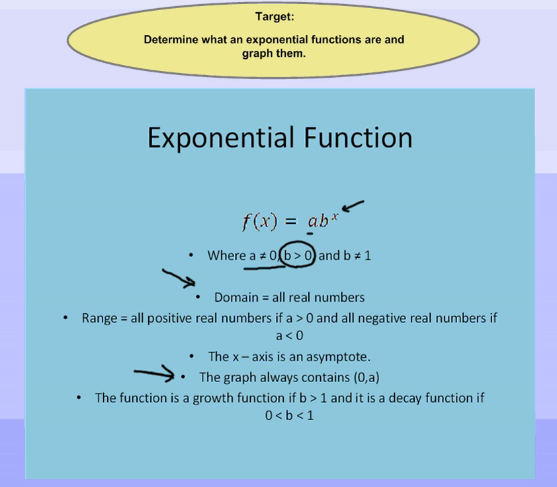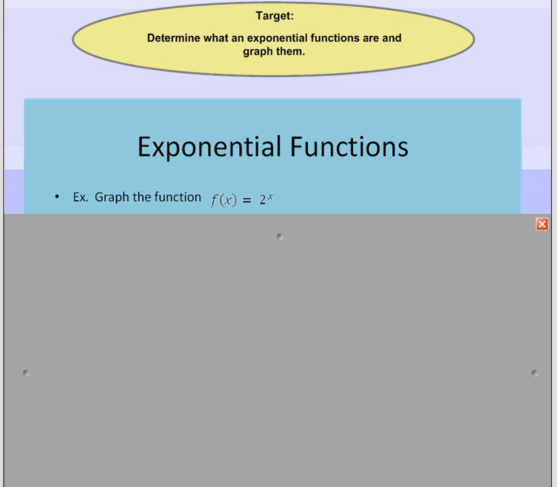So it'll be (0, a). And then they have two types of functions. We have growth and decay, and they depend on the b value. A growth function is when the b value is greater than 1, and a decay function is when the b value is between 0 and 1. So if the b value is greater than 1, then it's growth, and if the b value is a number between 0 and 1, then it is a decay function.